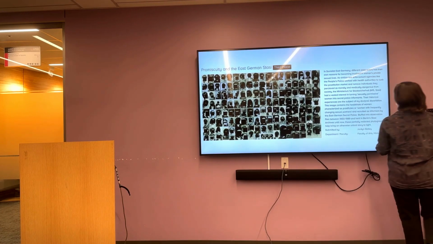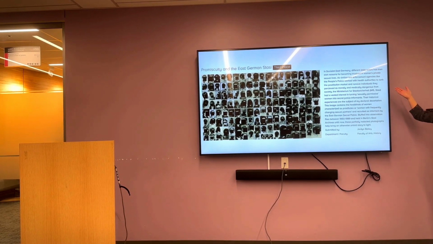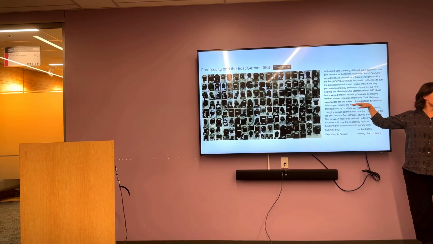When you read the description, you learn that this is a picture from a Stasi file, a police file in socialist East Germany. It was information collected by women whose private sex lives were under surveillance. Either they were engaging in prostitution or they were believed to be engaging in prostitution of some kind. And so the Stasi, the Ministerium für Staatssicherheit, everything in German sounds terrifying, the Stasi had a vested interest in turning sexually permissive women into secret police informants. That's the unexpected part.